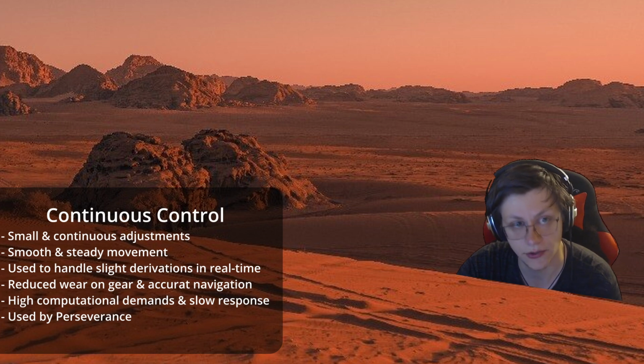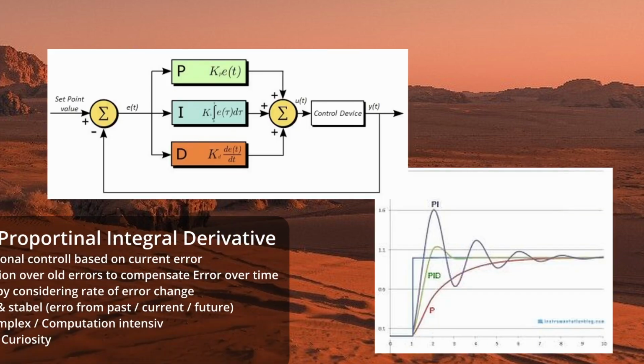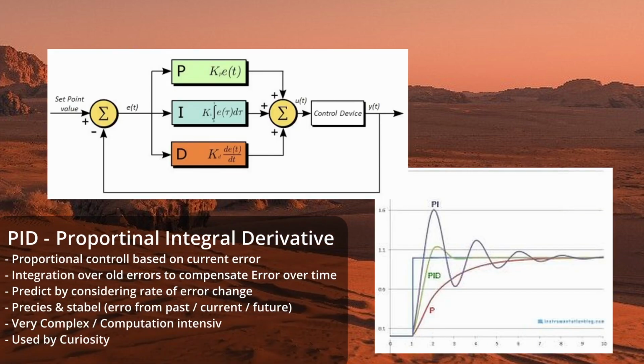And going one step further to the PID controller, what does that stand for? Proportional integral derivative, where we look into the past, the now, and the future. We can look at the current error, where are we and where do we want to be with our output of the system. But also, we can integrate over old errors to compensate errors that accumulate over time. So that's our past part.